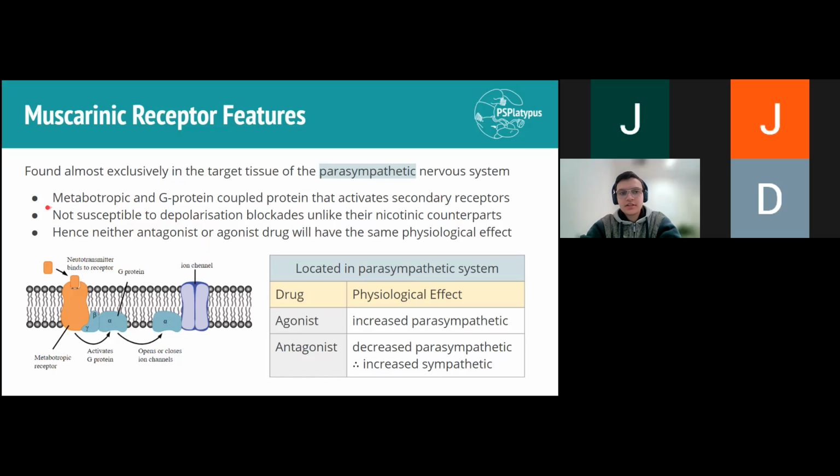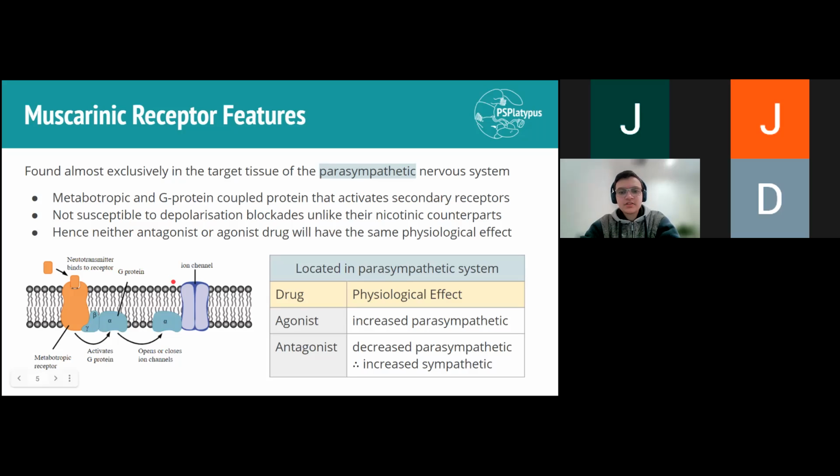The main point I want you to get out of this is that this is not susceptible to what is called a depolarization blockade. So what I mean by depolarization blockade, actually, I won't go into it now because it's going to come up in a couple of slides. Just remember this for now, bookmark it in your mind. It's not susceptible to depolarization blockades, unlike nicotinic receptors, which are. Because of this, the antagonist and agonist drugs, remember antagonist means it binds to it without actually activating it, or it just blocks it. And then the agonist is actually going to activate it and cause some sort of effect. Both of them will not have the same effect.